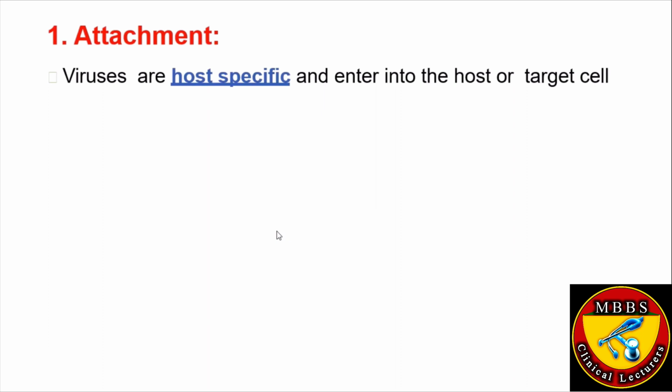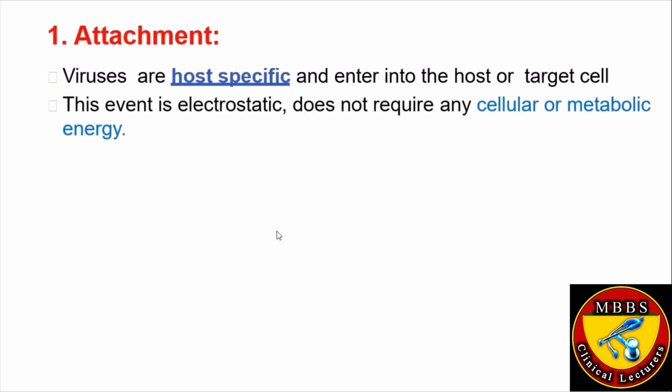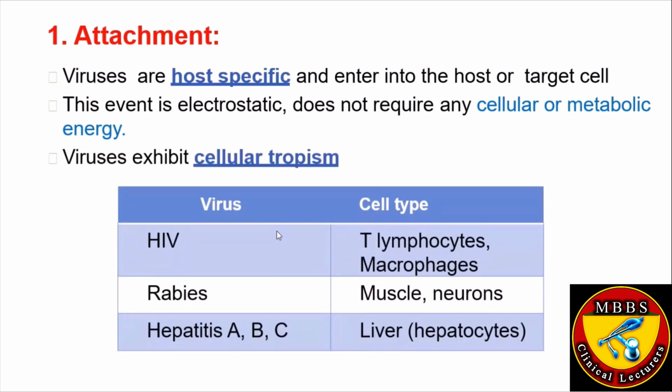Starting from the attachment, the viruses are host specific and enter into the host or the target cell. This event is electrostatic, does not require any cellular or metabolic energy. Means no energy is needed for the attachment. Viruses exhibit cellular tropism. Means they have affinity. The viruses have affinity for particular tissues or the cells.